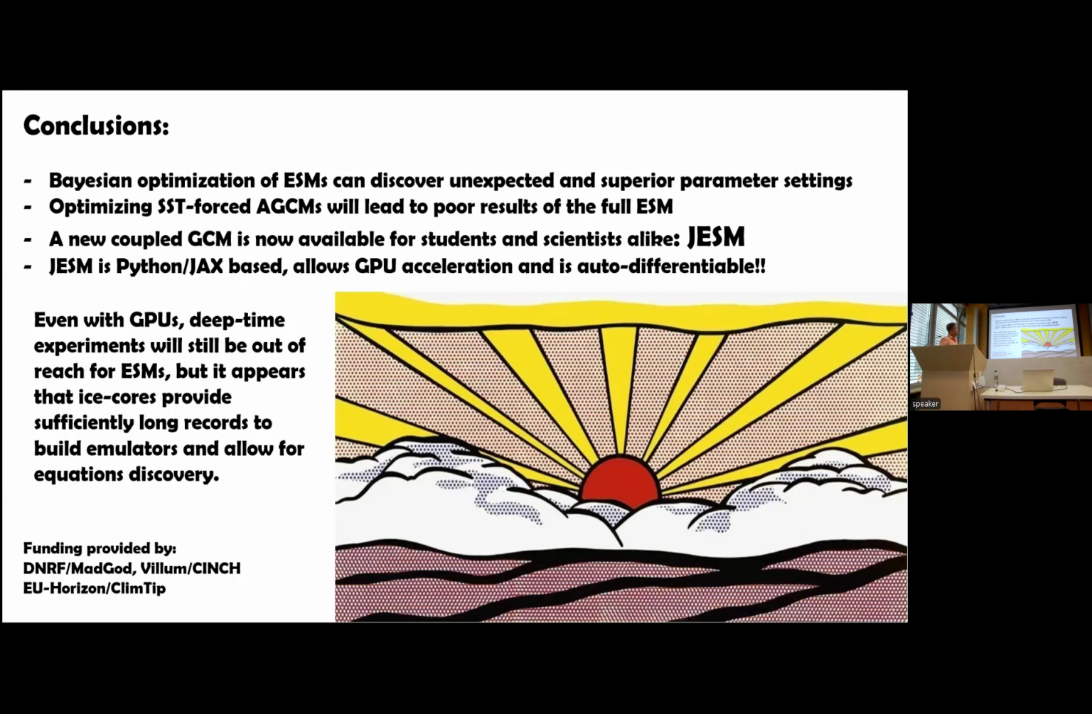I'm excited about the auto-differentiability part. I'm not sure yet whether it will work. It's a much more challenging problem than simple Bayesian optimization. But within the next half a year, we should know where we stand. Then moving on to deep time. I think we're able to build emulators now of dynamical systems. We do have long time records or observations in the ice cores and sediment cores. This may allow for equation discovery. Again, this is now an open question, and that's something that will keep us busy for the next year to turn this into an interpretable set. Yeah, thank you.